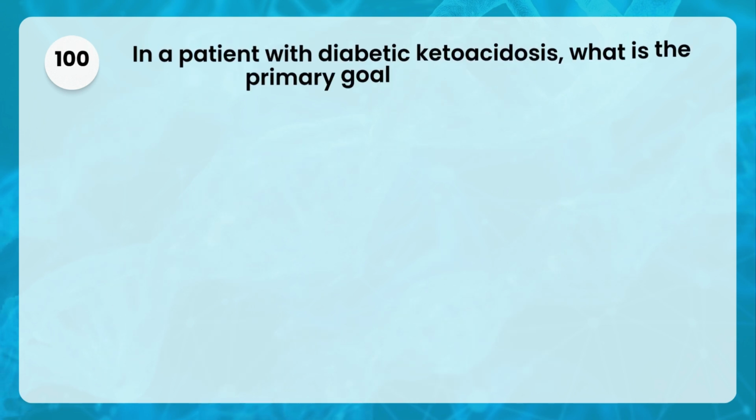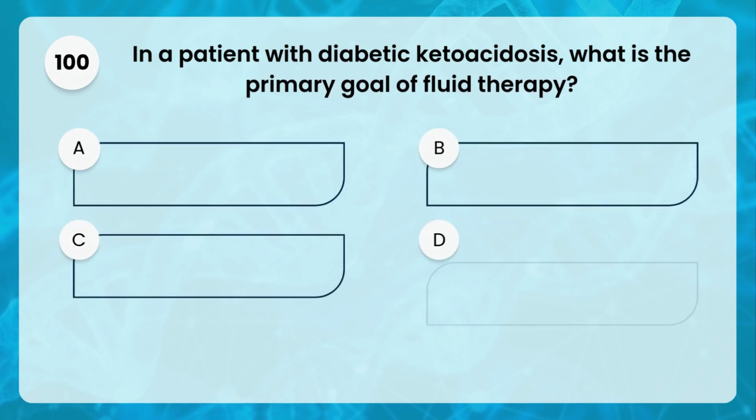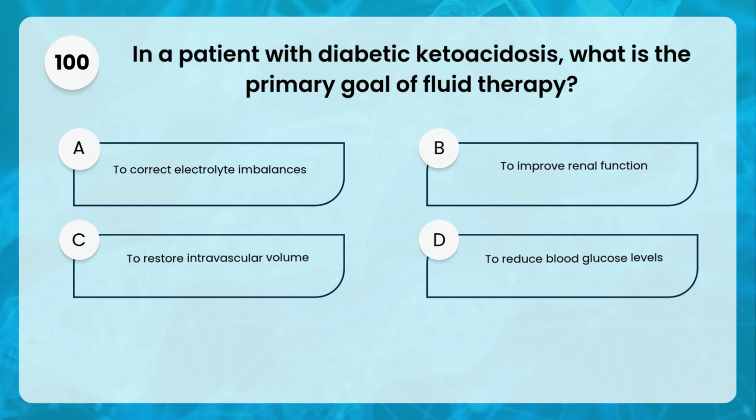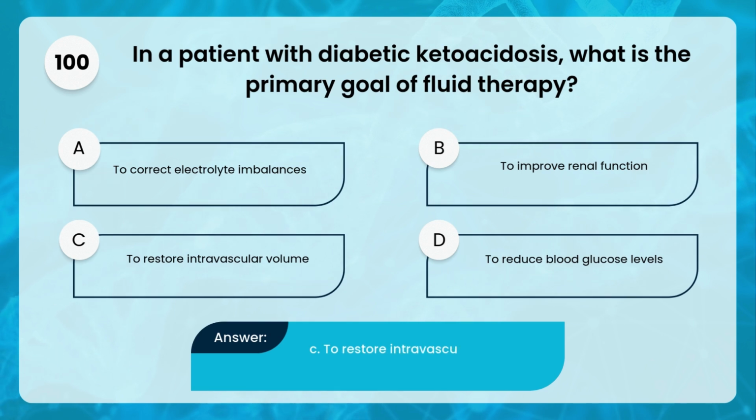100. In a patient with diabetic ketoacidosis, what is the primary goal of fluid therapy? A, to correct electrolyte imbalances. B, to improve renal function. C, to restore intravascular volume. Or D, to reduce blood glucose levels. The answer is C, to restore intravascular volume.